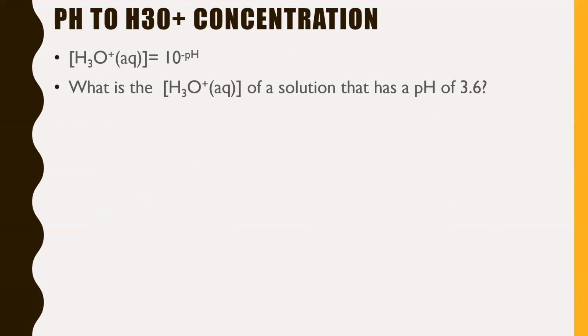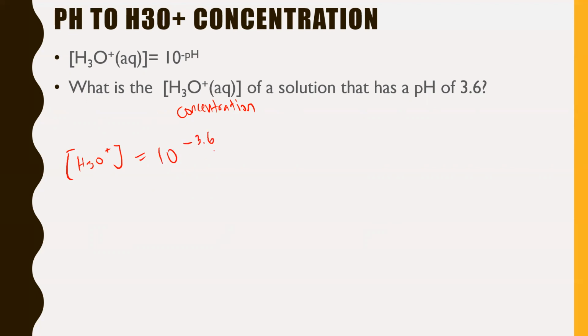Honestly, I think that's an easier equation. You don't have to muddle around with log or anything. So if you're asked, what is the H3O+ in brackets, which means the concentration of your hydronium ions in solution, of a solution that is a pH of 3.6, well, it's just going to be [H3O+] equals 10 to the negative 3.6.